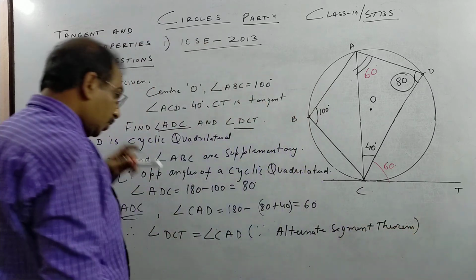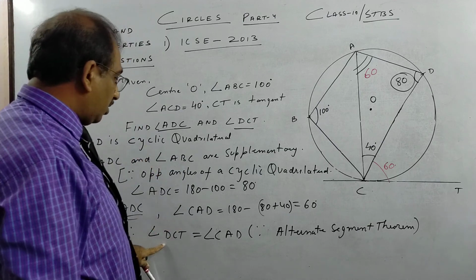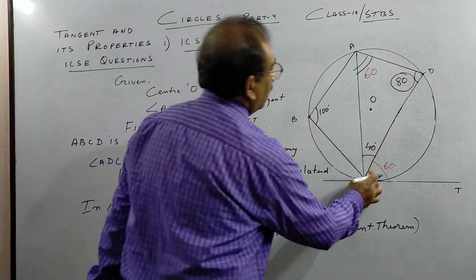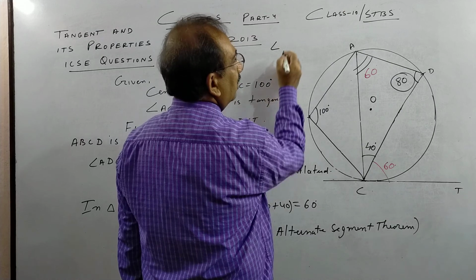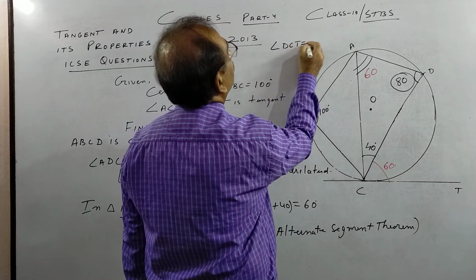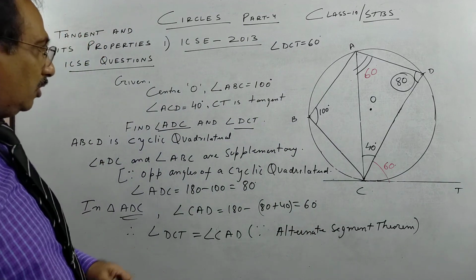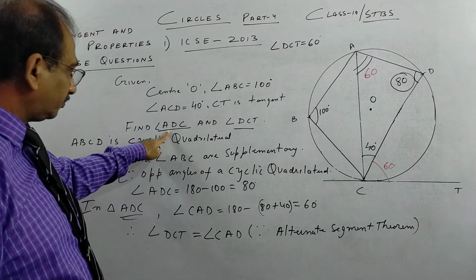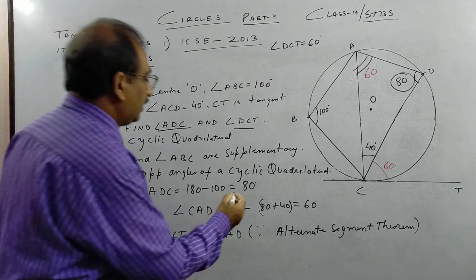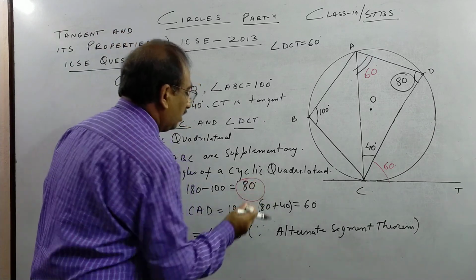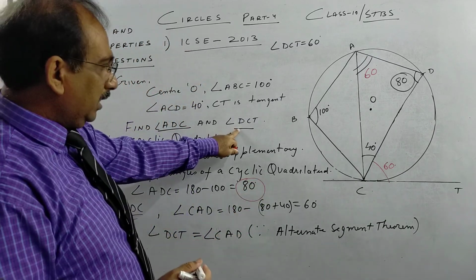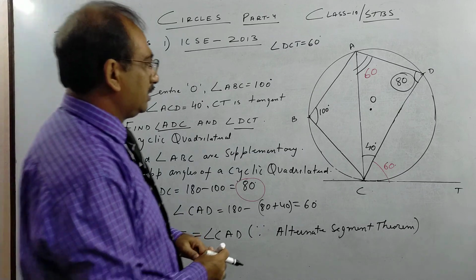Okay, so finally I am not writing down. So this angle DCT will also be 60 degree. Okay, so we got both angles. Angle ADC we get is 80 degree, okay, and angle DCT is 60 degree.